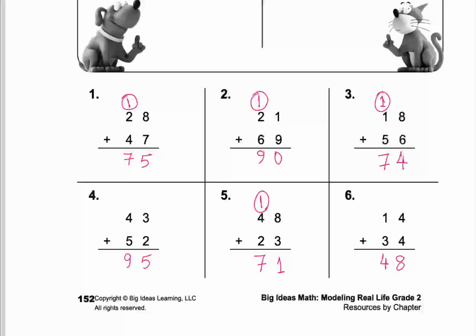Great work. Okay, my heroes. So not all the time you need to regroup. Sometimes you need to regroup, and sometimes you don't need to regroup. You need to regroup only if you have 2 digits and you cannot write 2 digits in the ones place. Any problems? Any questions?